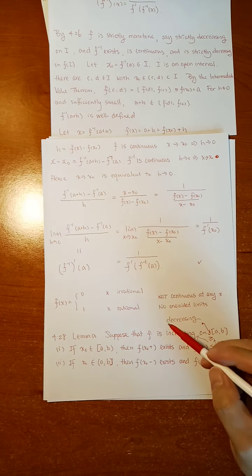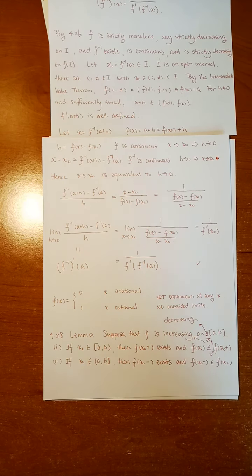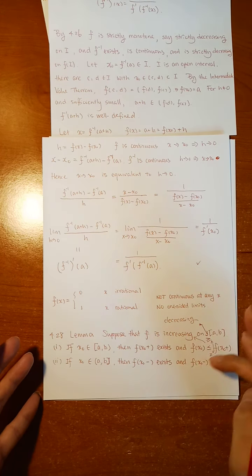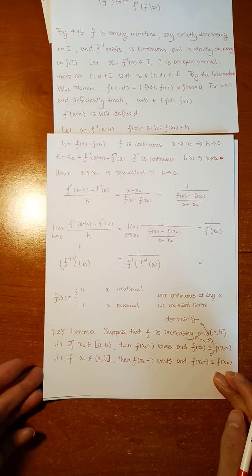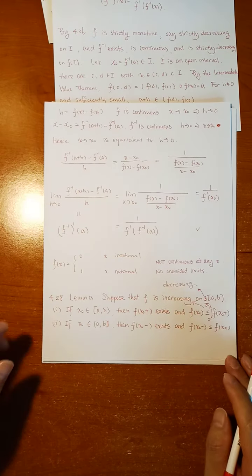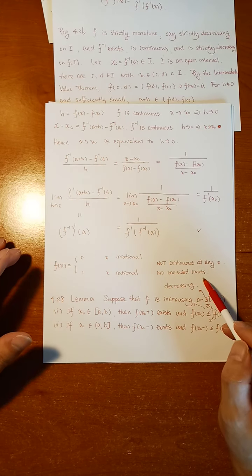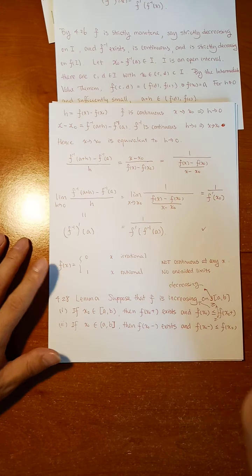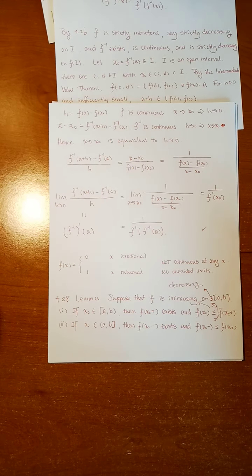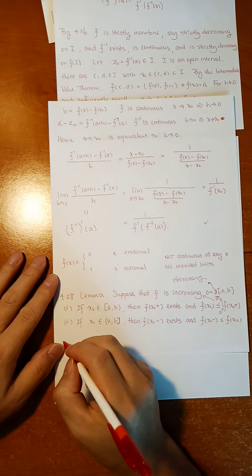Here, same thing: the right-hand limit and left-hand limit both exist for increasing and decreasing cases. But those two limits may be different. We just say if you have a monotone function, it may not be continuous, but at least the one-sided limits exist. All right, so let's see how we prove it. Proof.